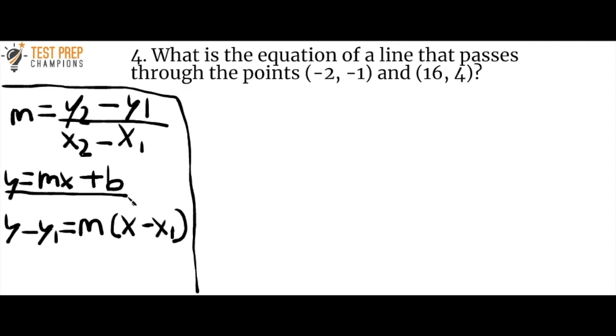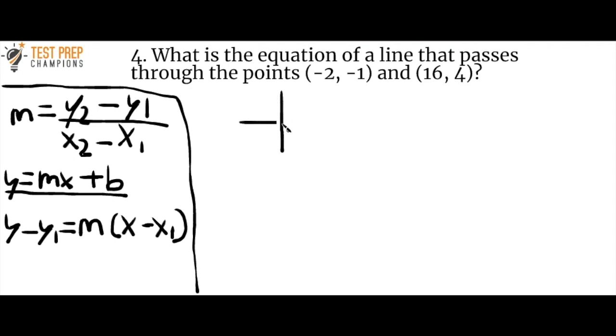This little m represents the slope of a line. And the b is our y-intercept. The y-intercept is where the line crosses the y-axis on a graph. Let me just break this down quickly here.